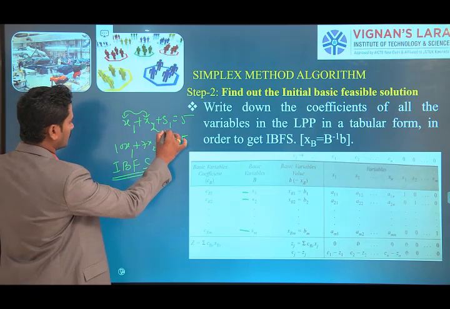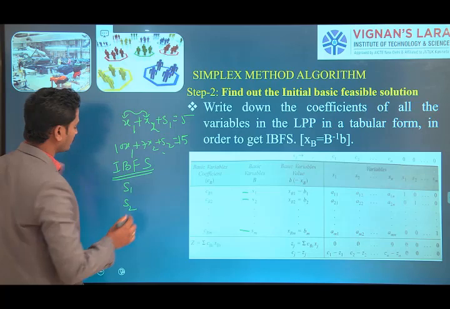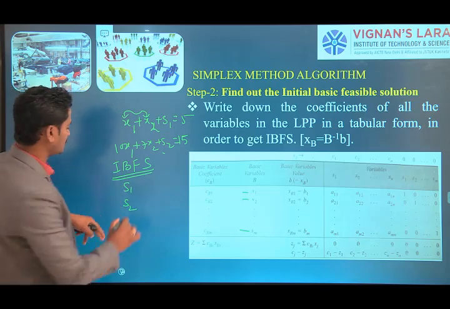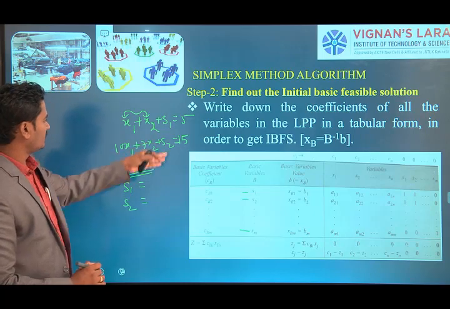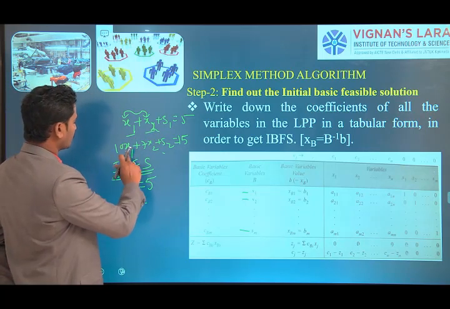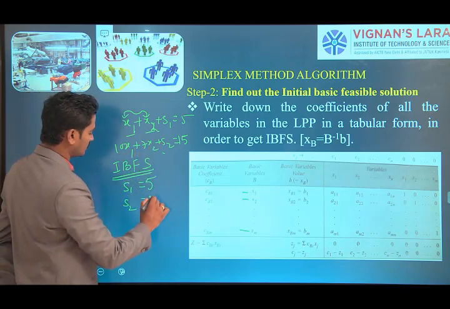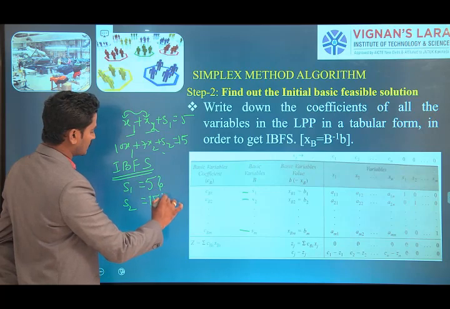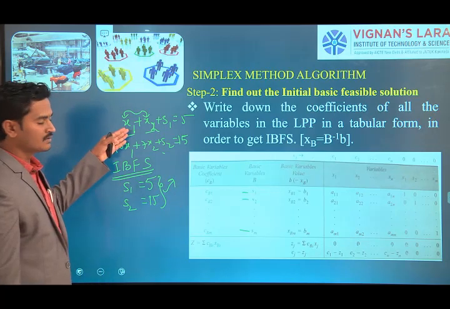Here, what are the basic variables from these two equations? The basic variables are s1 and s2. So we are going to find the solution from this. If we assume x1, x2 is equal to 0, we get s1 is equal to 5. If we assume x1, x2 is 0 in the second equation, we get s2 is equal to 15. These two are the solution of the initial basic feasible solution, the initial basic variables.